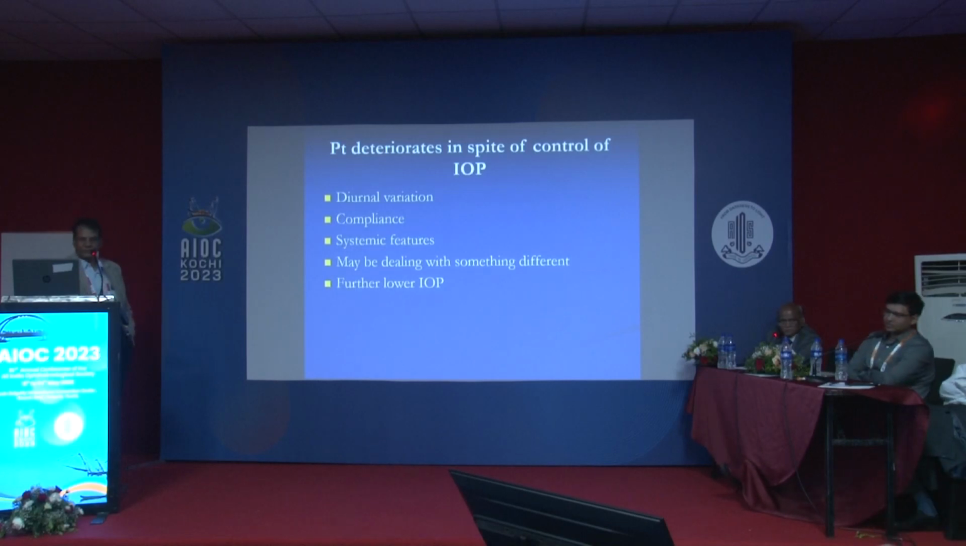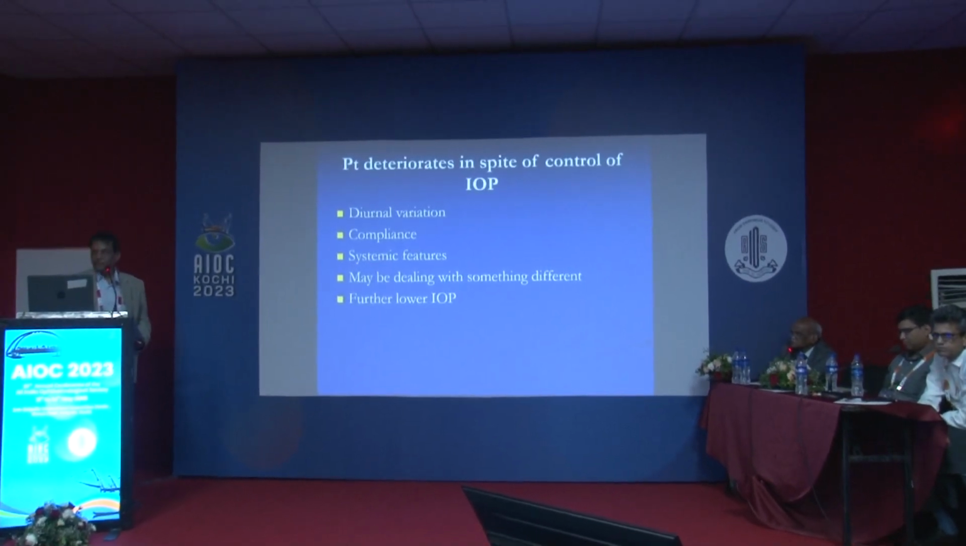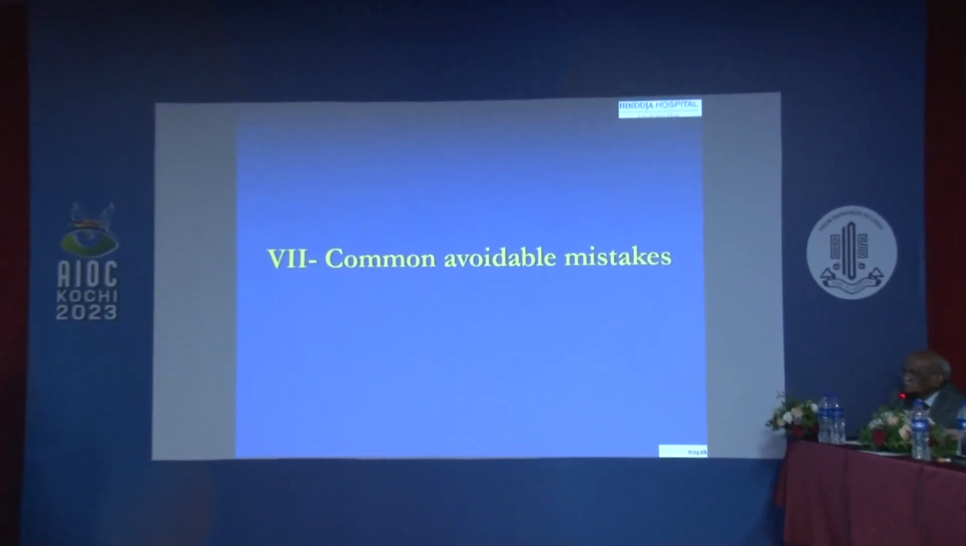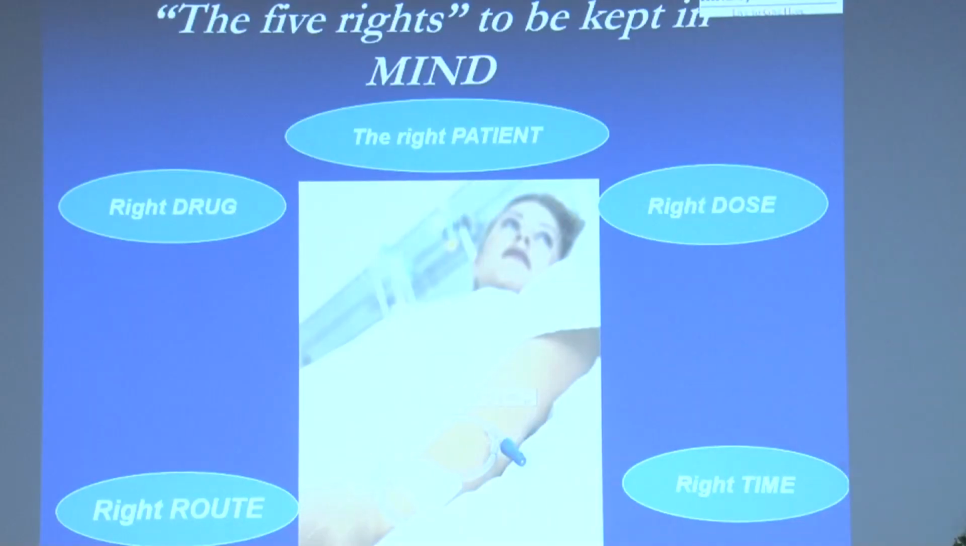Now, in spite of whatever you have done, if you see that the patient's field is still deteriorating despite intraocular pressure control, then you check diurnal variation, you check compliance, you check some systemic features, whether some other things are causing this, or maybe you are dealing with something different, not only glaucoma. And if everything is ruled out, then you try to reduce the pressure further. And of course, there are some common avoidable mistakes you should try to avoid.